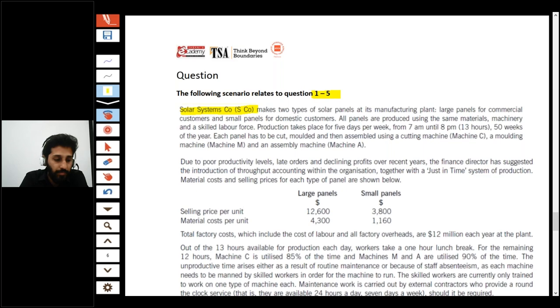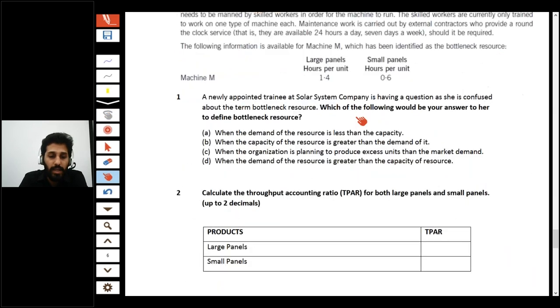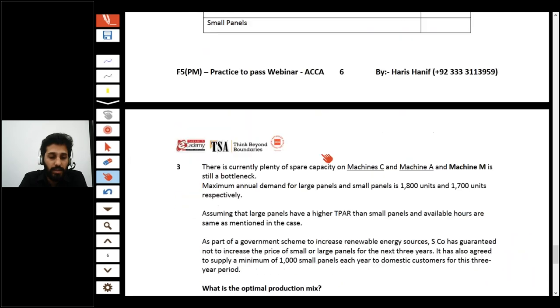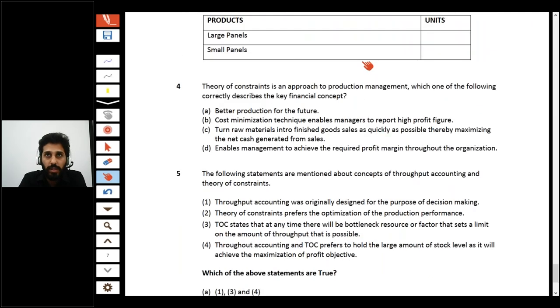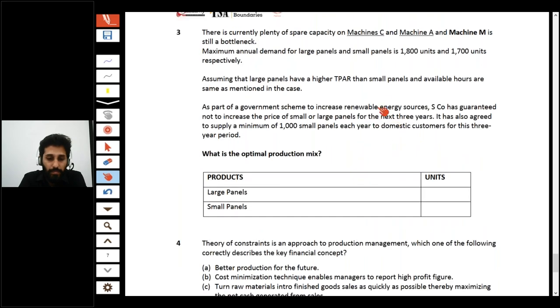That's Solar System, and this is the case study, right? And I am telling you that these are the questions which are based on the theory of constraints and throughput accounting, right?